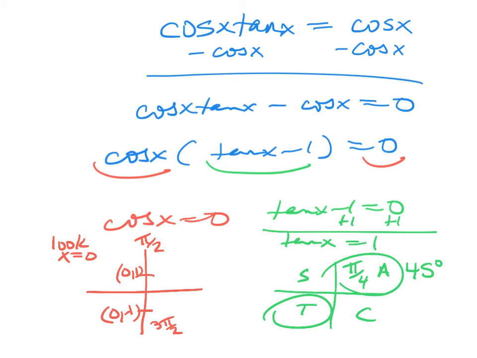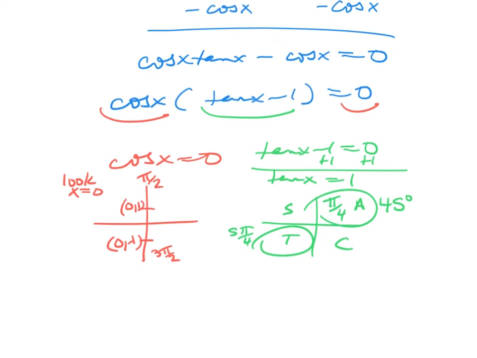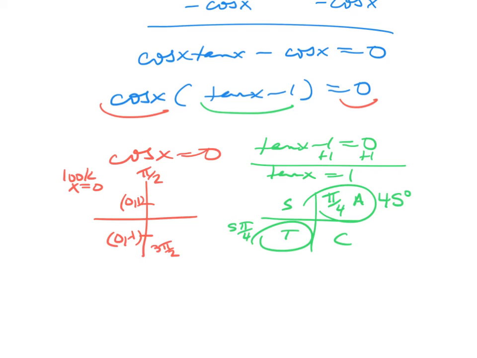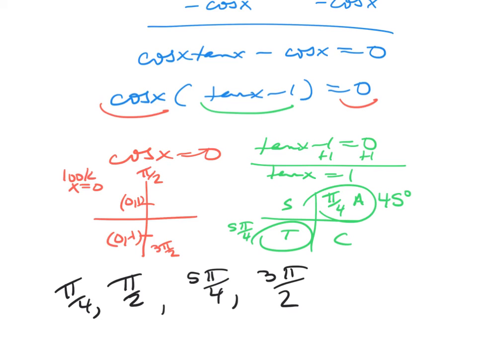And over here, this is the 225, or what is it? The 3 pi over, let's see, in this quadrant. So the 4 answers here would be pi over 4, pi over 2 if I do it in order. So the 45, the 90, then the 225, which is 5 pi over 4, and then lastly the 270. Does that answer your question?